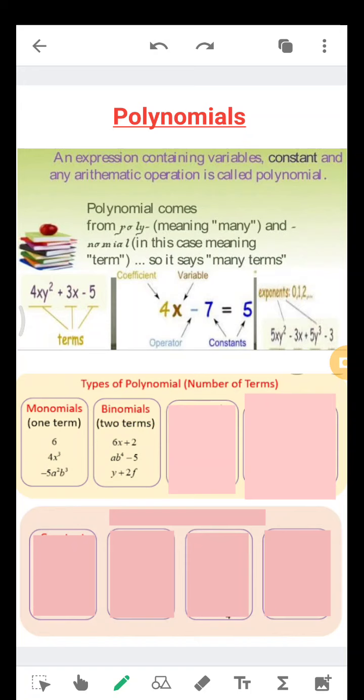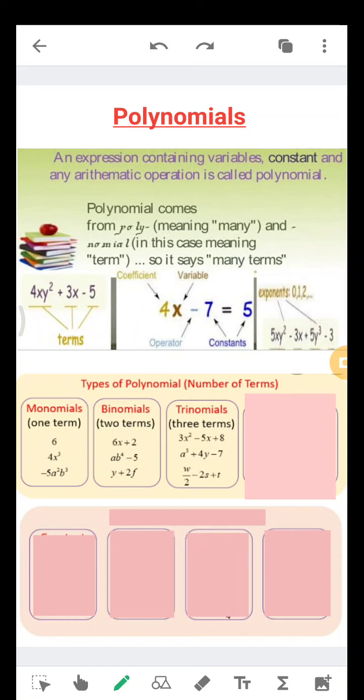Then what do you call an expression which has three terms, or a polynomial which has three terms? That is called a trinomial. So an expression which has three terms is called trinomial. You can see there are three terms in this: 1, 2 and 3. So this is called a trinomial.